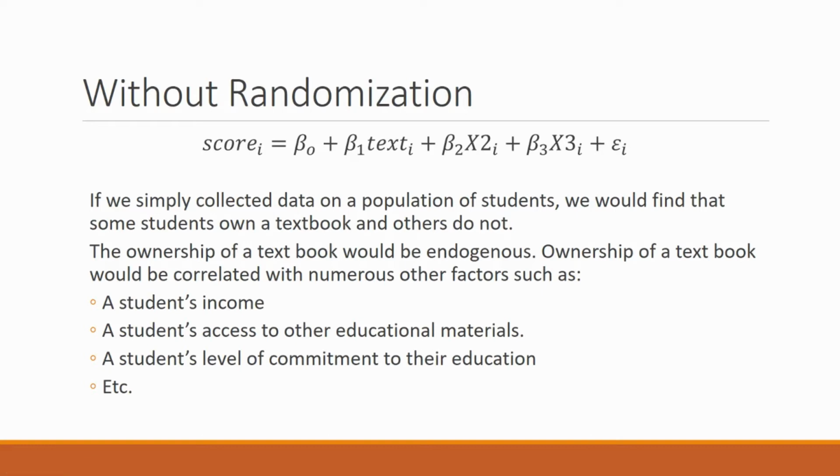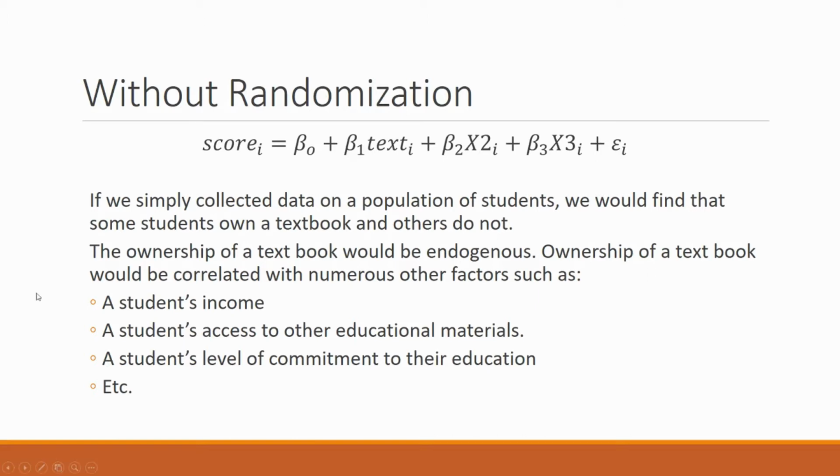A student who's really committed to their education is probably much more likely to own a textbook. So there's probably going to be a high level of correlation between the student's level of commitment and their ownership of a textbook. However, we probably don't have data on the student's level of commitment to their education. That would be a pretty tough thing to measure, how committed students are to their education. And so that means we probably don't have data on it, and therefore the student's level of commitment is going to be excluded from the model. It will be an omitted variable.